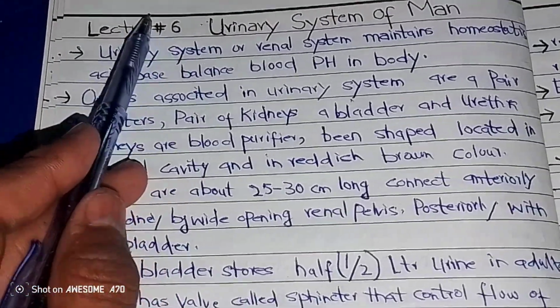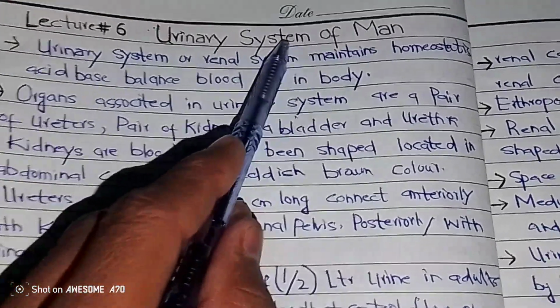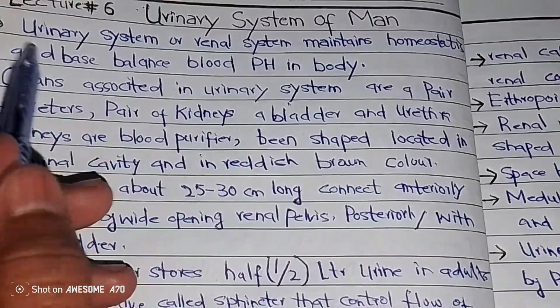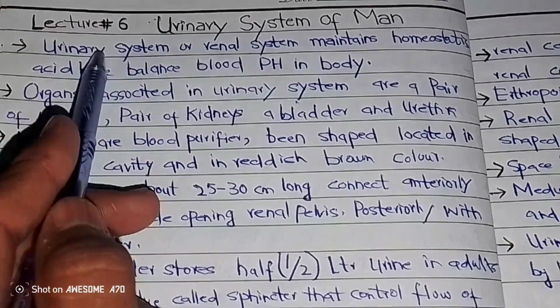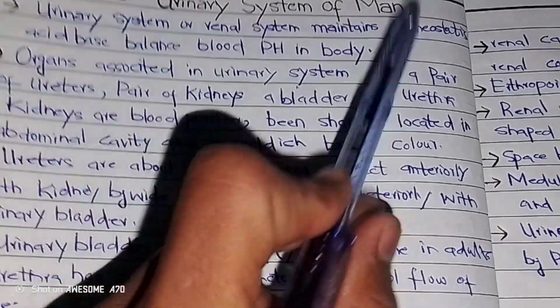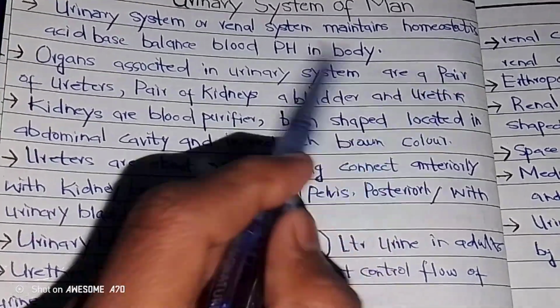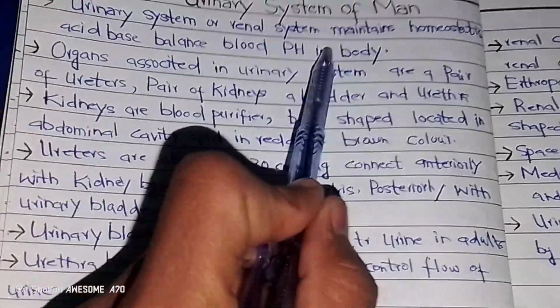Chapter 1 Homeostasis, Lecture number 6: Urinary System of Man. So, key points are there. First of all, the urinary system or renal system maintains homeostasis, acid base balance and blood pH in the body.